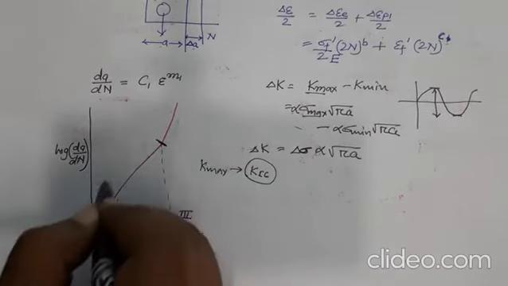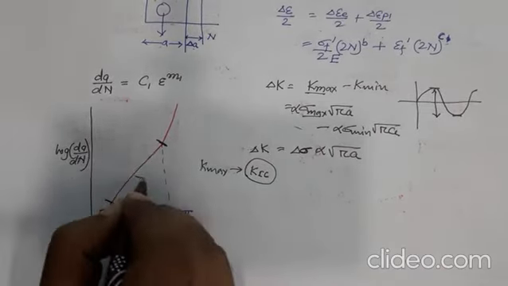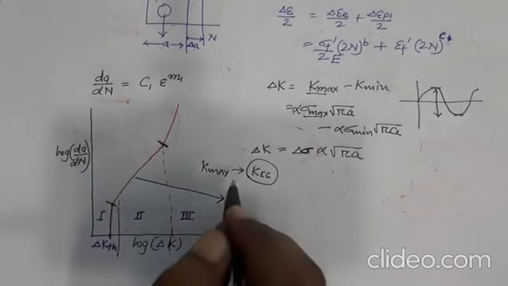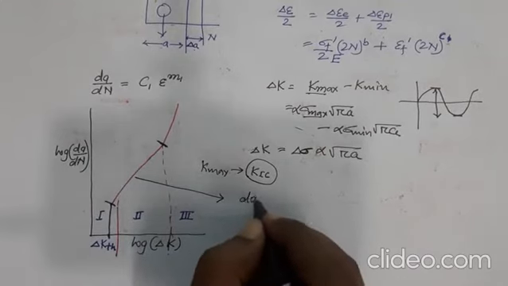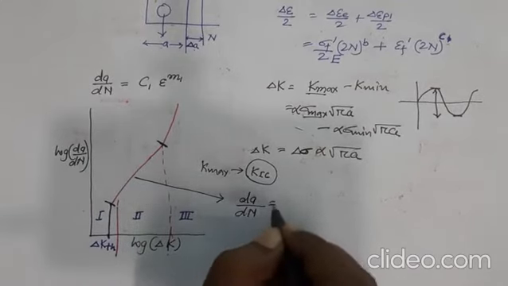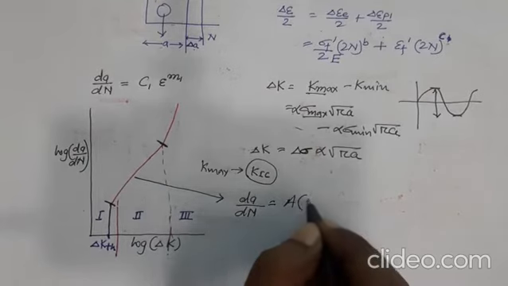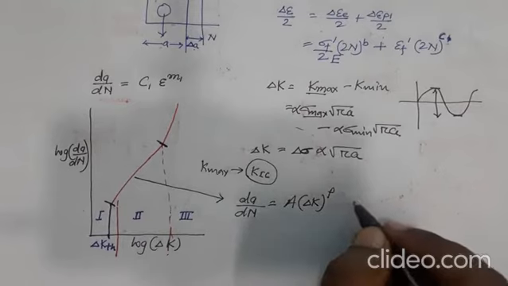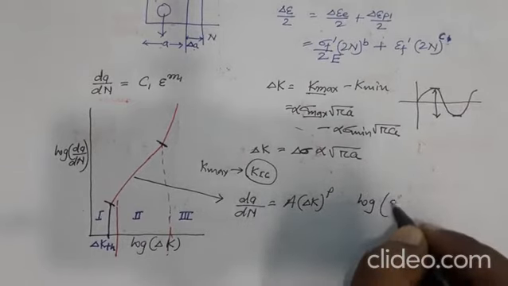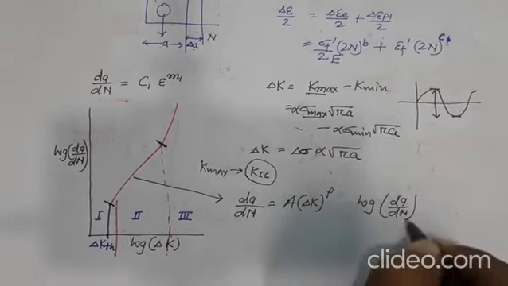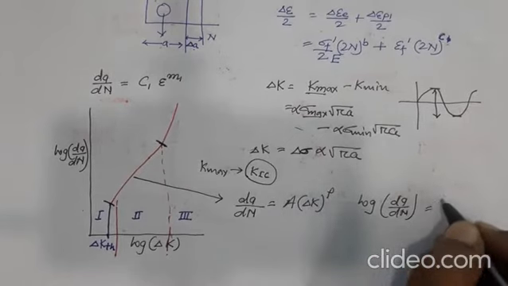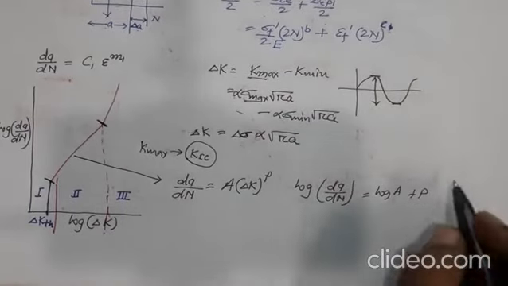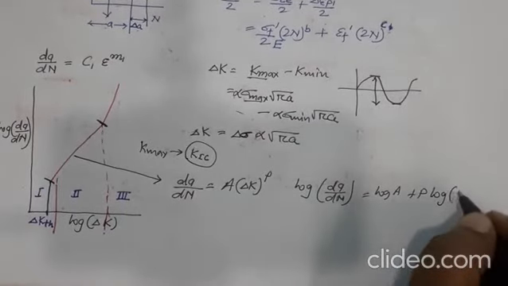So the important part is this region, and in this region, the relation which governs the behavior of the fatigue can be described in this way. So da/dN is equal to some constant A into delta K to the power P. Okay? So if you take log of this, log of da/dN will become log of A plus P into log of delta K.